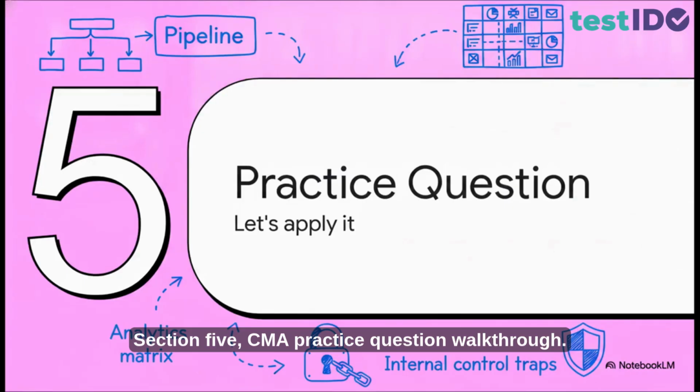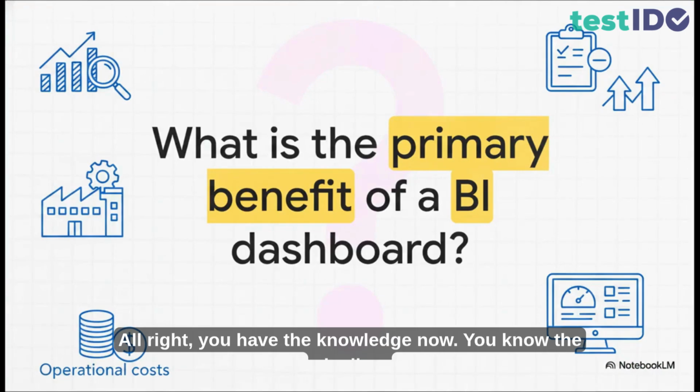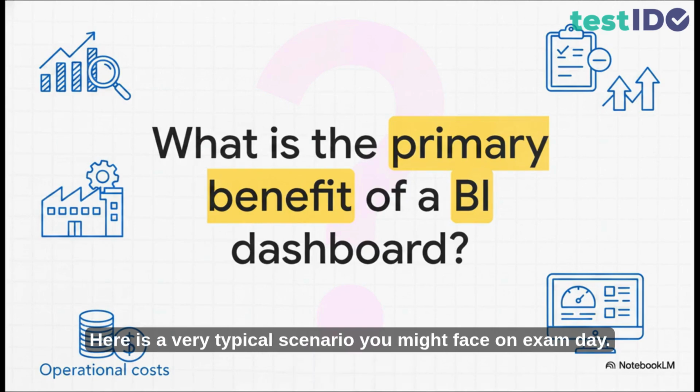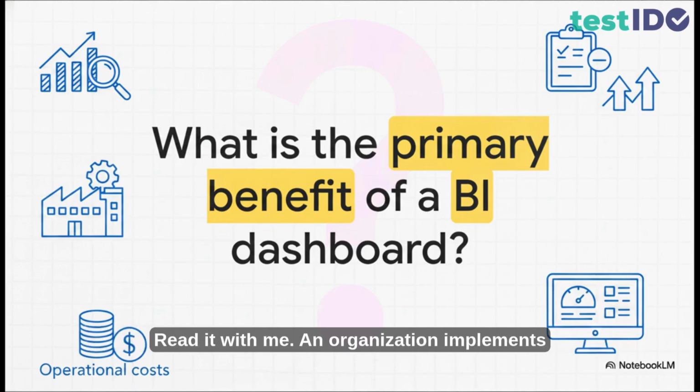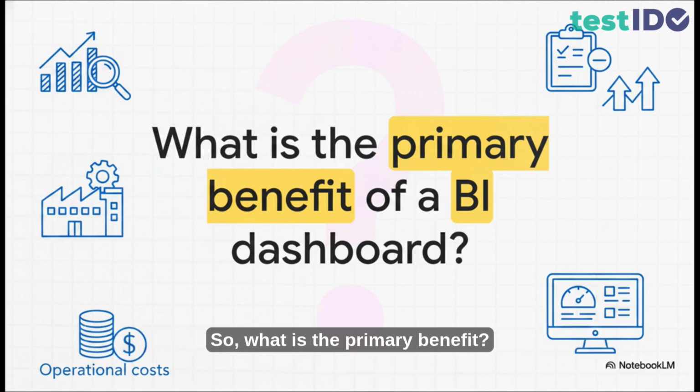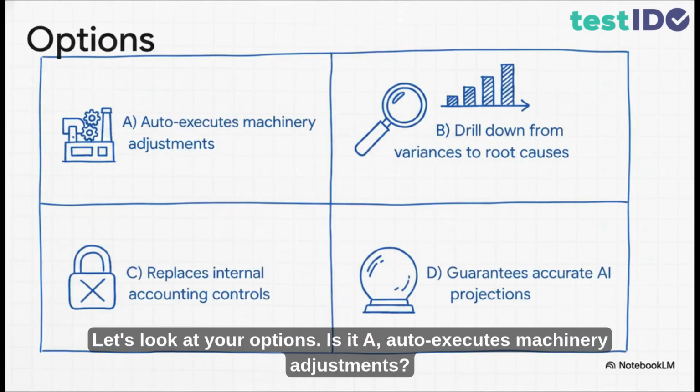Section 5. CMA practice question walkthrough. All right, you have the knowledge now. You know the pipeline, the analytics matrix, and those tricky internal control traps. Let's prove it. Here is a very typical scenario you might face on exam day. Read it with me. An organization implements a business intelligence dashboard to monitor operational cost variances. So, what is the primary benefit? Let's look at your options.